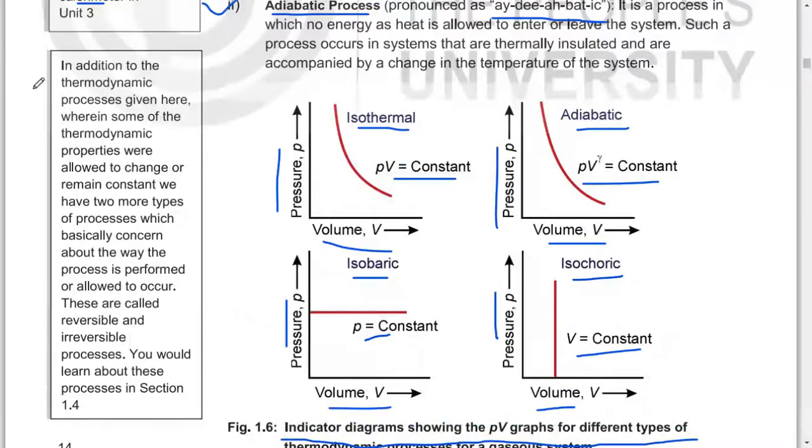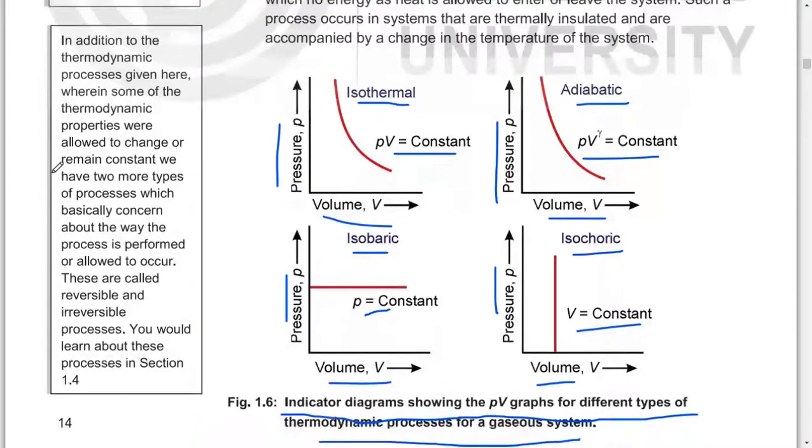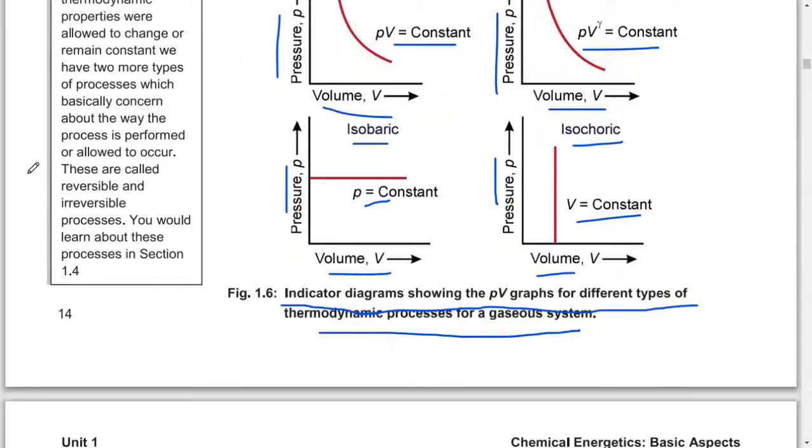In addition to the thermodynamic processes given here, wherein some of the thermodynamic properties were allowed to change or remain constant, we have two more types of process which basically concern the way the process is performed or allowed to occur. These are called reversible and irreversible processes. You would learn about these processes in section 1.4.